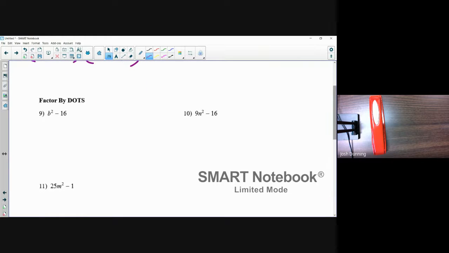Now, factoring by DOTS. DOTS stands for the difference of two squares. A perfect square is like 1 times 1 is 1. So 1 is a perfect square. 2 times 2 is 4. 4 is a perfect square. 3 times 3, 9. 9 is a perfect square. Basically, you just square your counting numbers.